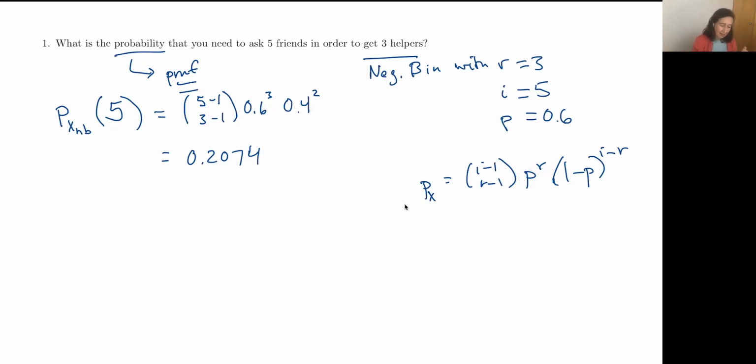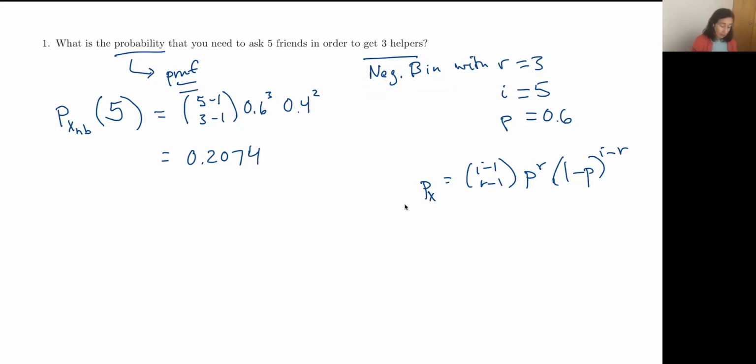The main point here is figuring out what we're being asked about. Is it a probability? Is it an expected value? Is it a variance? And what kind of random variable are we talking about here? So what kind of question is being asked? It's a negative binomial type question here.